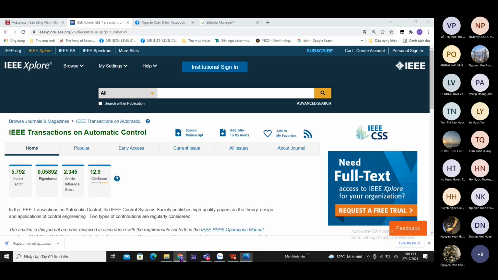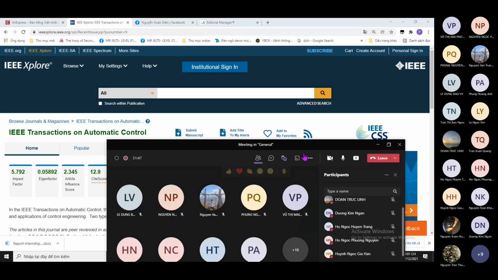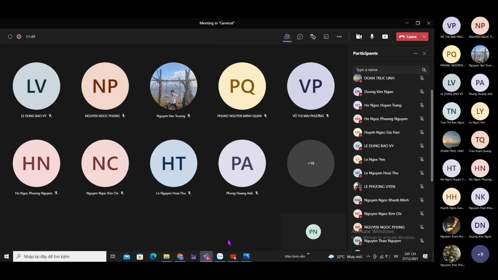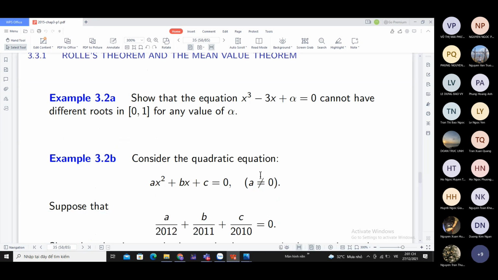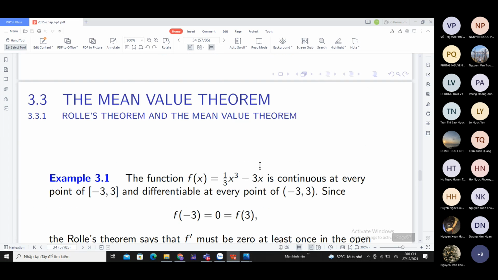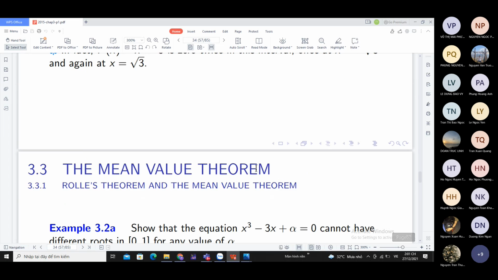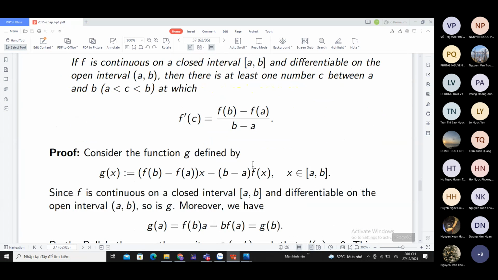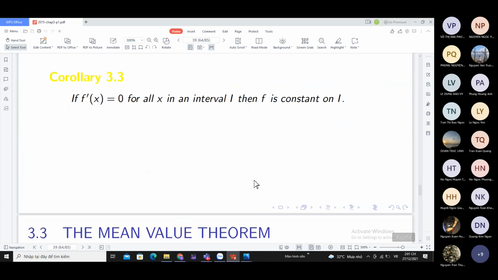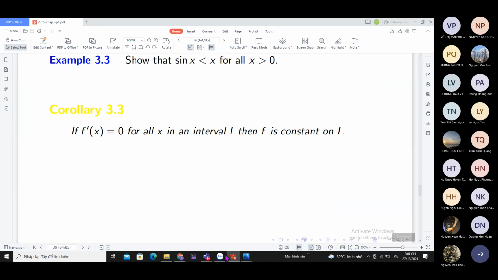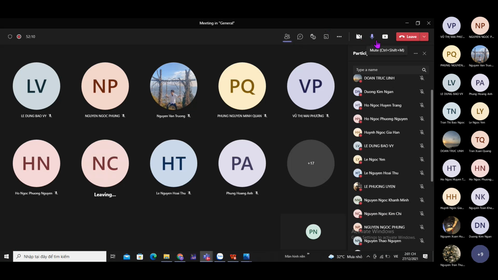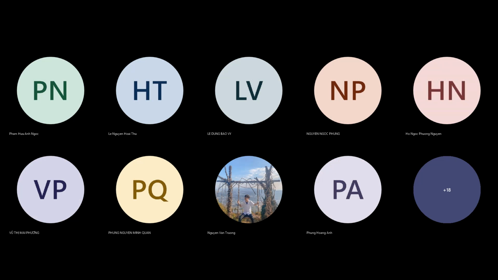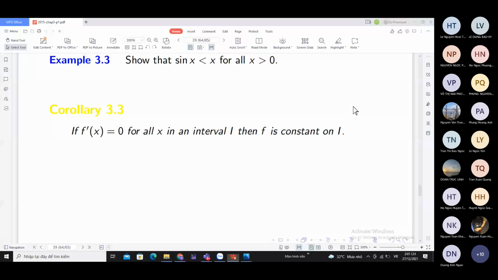Now we go back to the Rolle theorem, the mean value theorem, and so on. Now let me go back to the slide. Okay, it's here. Can you see the new slide, Phong?